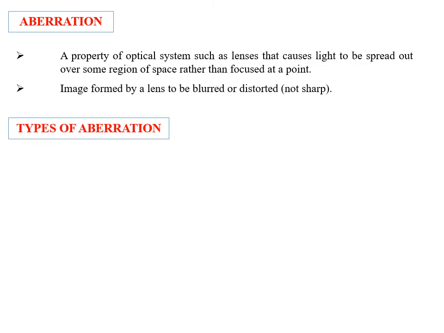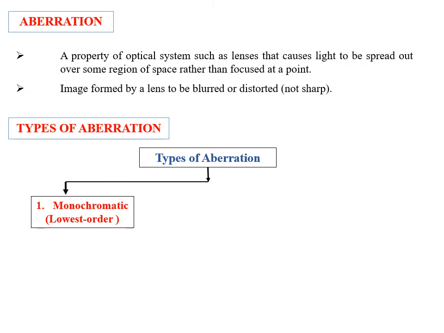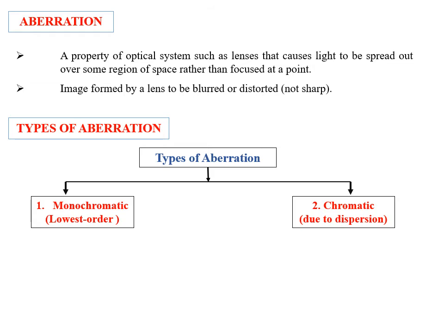There are different types of aberrations, and in particular we will classify them. One is the monochromatic aberration, and this is the lowest order aberration. This happens very normally in lens systems or optical systems. And next we will have the chromatic aberration, and this is due to the dispersion of light at the corners of the lenses, right? And we will discuss them one by one in detail.